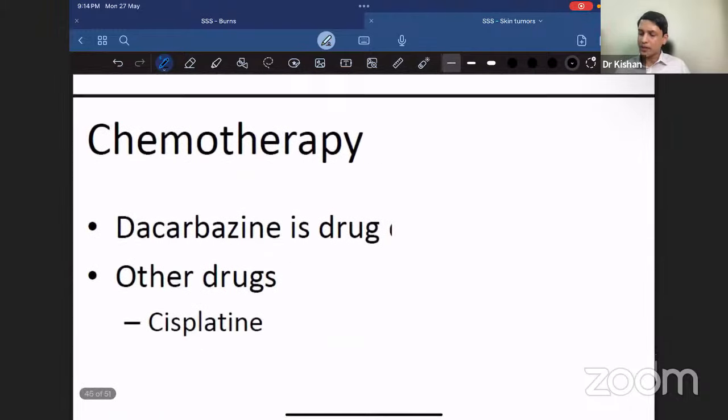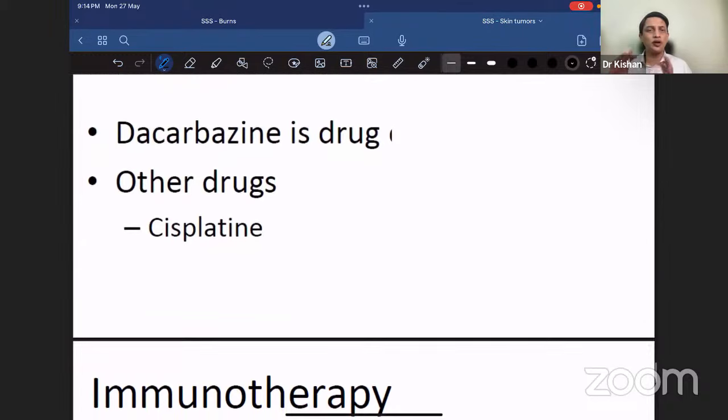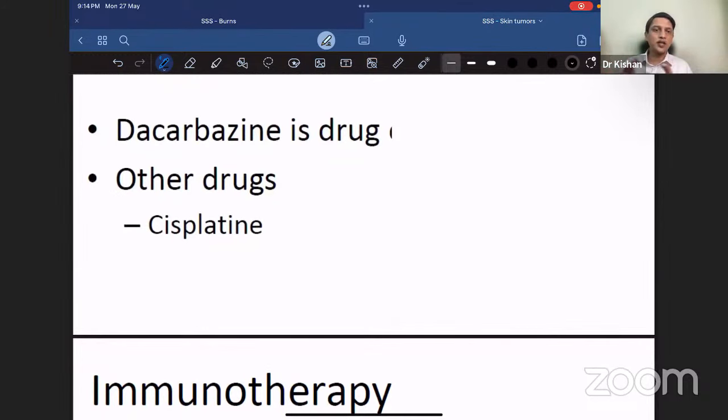Targeted therapy, and chemotherapy only for very extensive disease which cannot be operated. Dacarbazine is the drug of choice. The other drug is cisplatin.